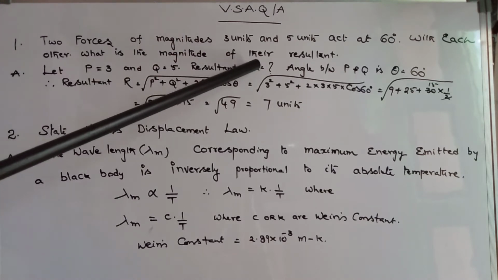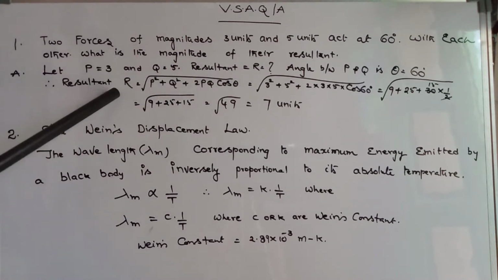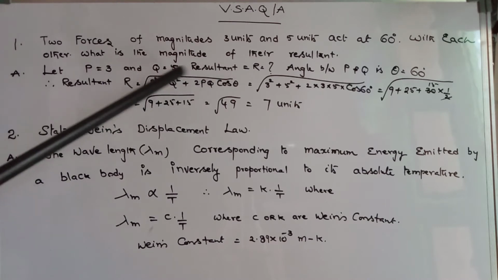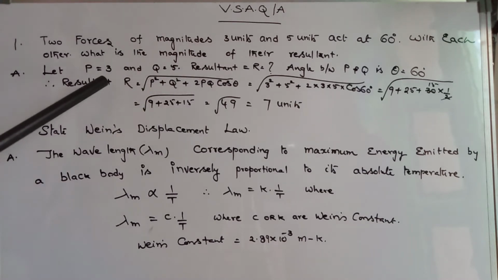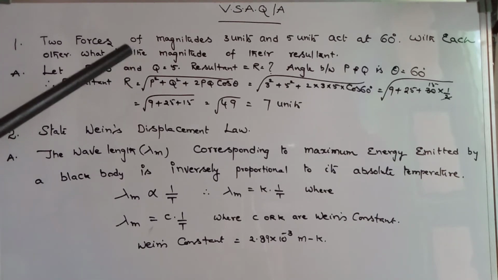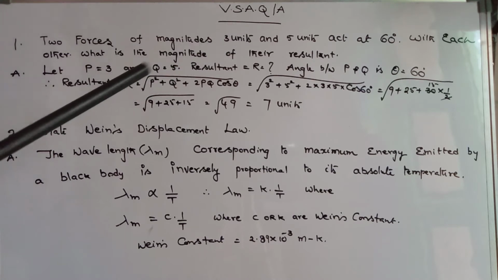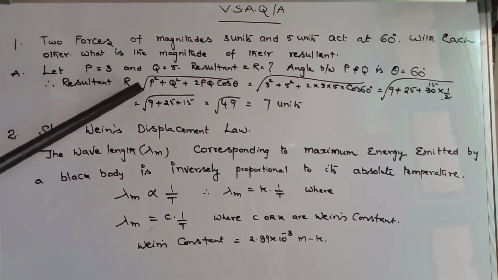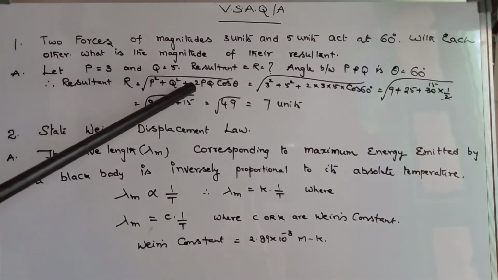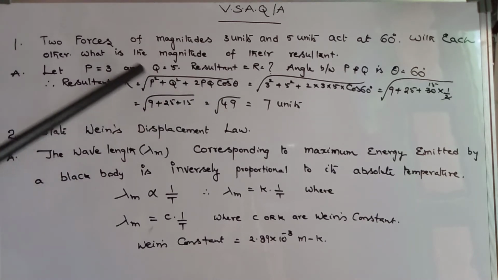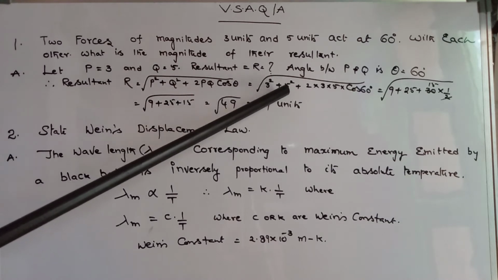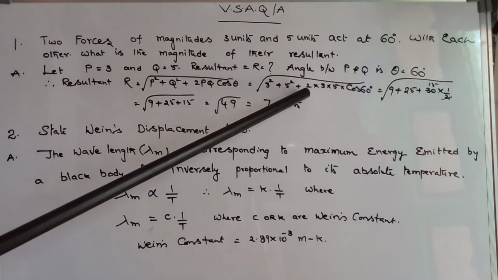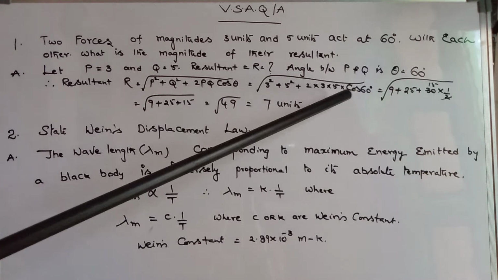The formula for the resultant R is equal to the square root of P square plus Q square plus 2PQ cos theta. Here P is 3 and Q is 5, and they act at 60 degrees. So R is the square root of 3 square plus 5 square plus 2 into 3 into 5 into cos 60 degrees.